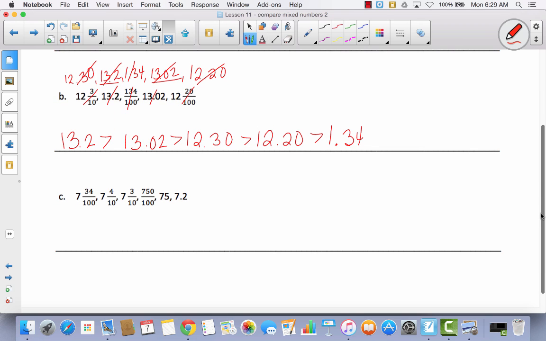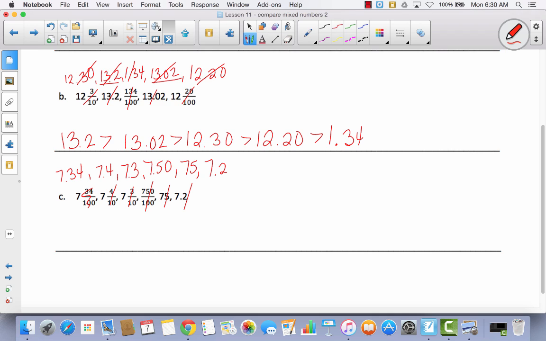Okay, so the first thing we're going to do is get these all in the same form by converting to decimals. So let's do 7 and 34 hundredths. So that would be written 7 and 34 hundredths. So you're going to write small and you've got to write neat to not make a mess of this. So 7 and 4/10, 7 and 3/10. All right, so 750 hundredths, remember that's going to be 7 and 50 hundredths. And then I've just got regular 75. And then I've got 7 and 2/10.